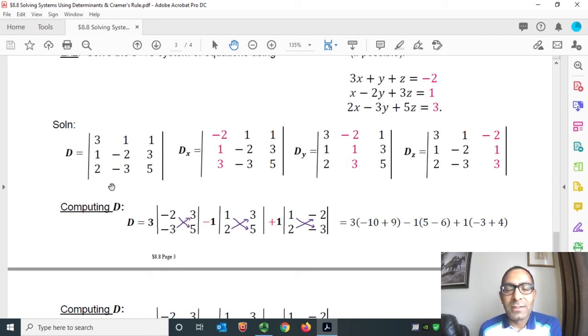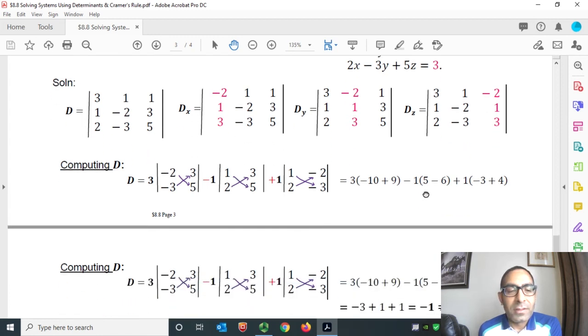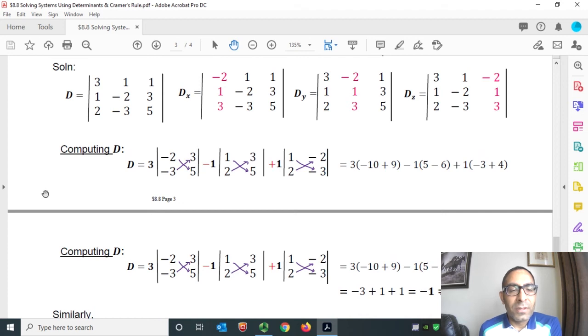So next, let's expand those 3 by 3 determinants. First, let's compute the determinant d. Here, we are expanding this determinant along the first row. So start from this 3, times the determinant. This determinant is obtained by crossing out the first row and first column containing the entry 3. Then we have -2, 3, -3, 5, which is here.